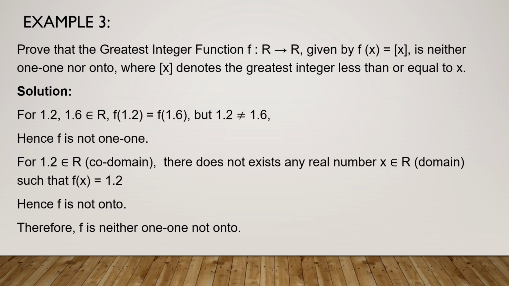Suppose I take 1.2 belonging to R, the codomain. I want to see if there exists any real number x in the domain such that f(x) is equal to 1.2. Does it exist? No. Why? Because our function is denoted by the greatest integer, so it will always give back an integer value. So f(x) value 1.2 is not possible. Correct? So the function is not onto. So this GIF function f is neither one-one nor onto.